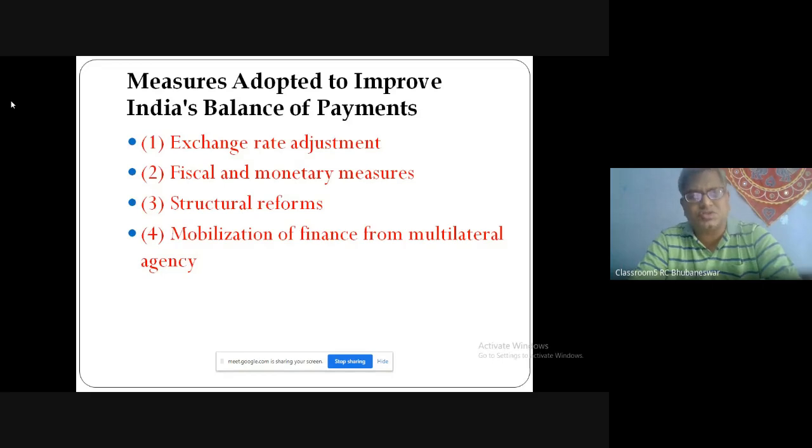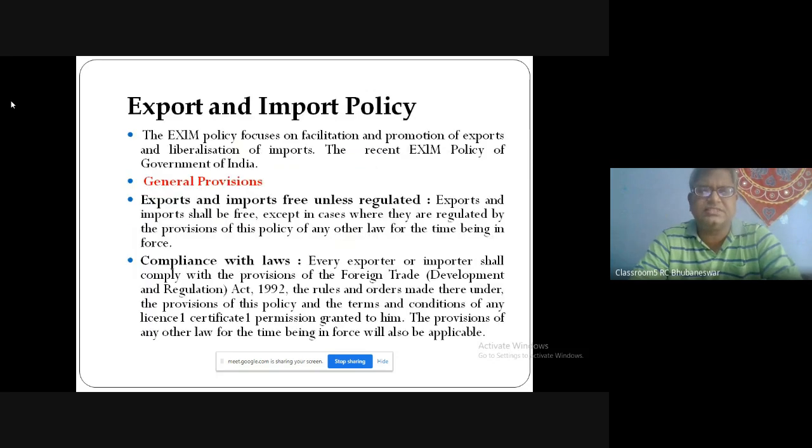If you talk about structural reforms, the government of India is always promoting different types of schemes, a kind of red carpet welcome to foreign companies and foreign tourists to visit India and also to establish their shops. That welcoming red carpet system is also covered under structural reforms, along with mobilization of finance from multilateral agencies.